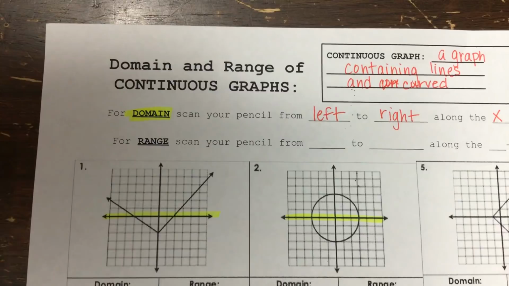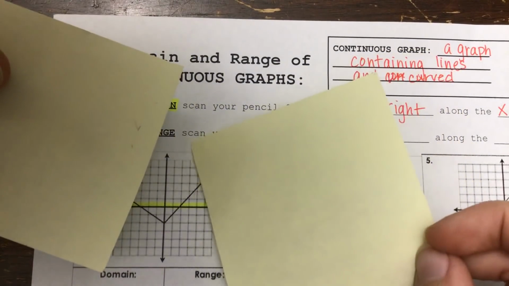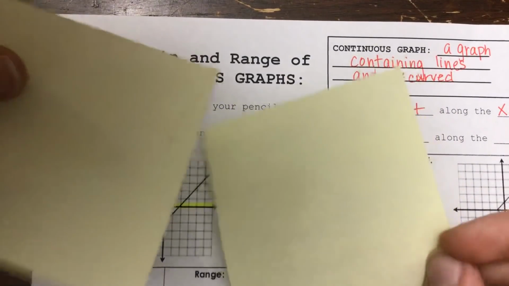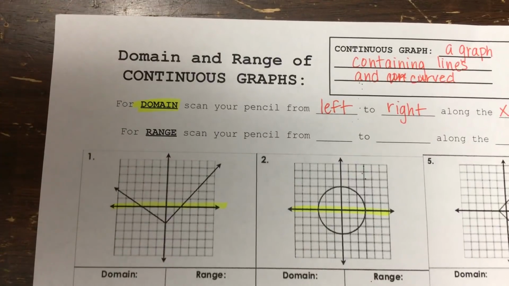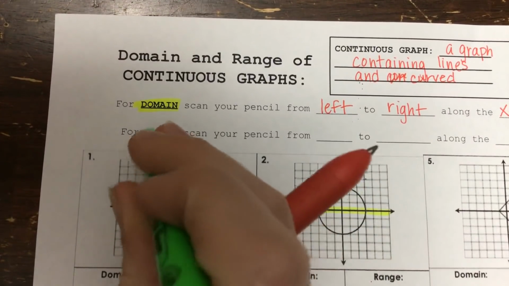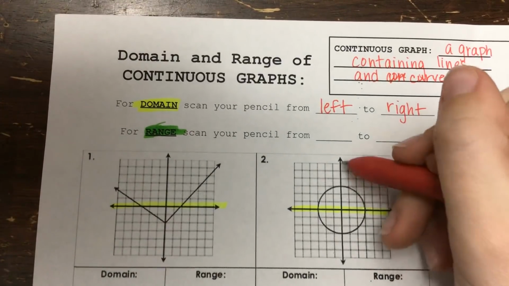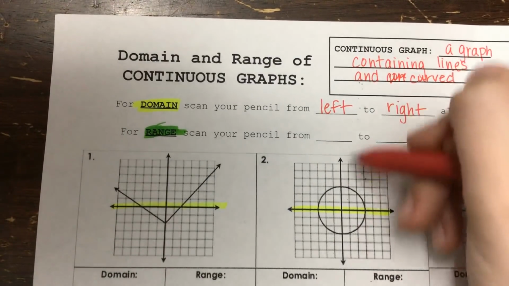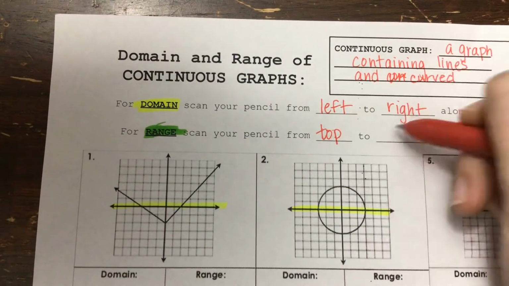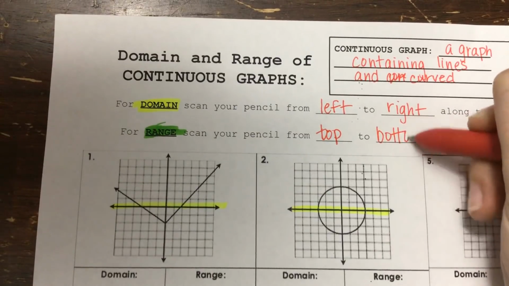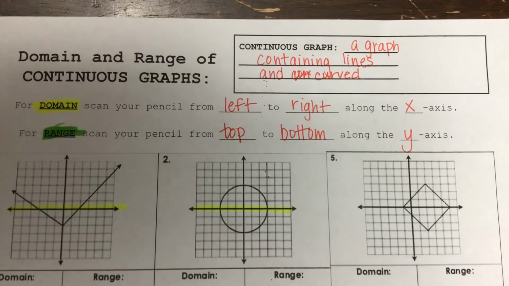And you should have 2 sticky notes. If you don't, please ask your teacher for some. We're going to use these rather than just scanning our pencil to help us with our domain and range. For the range portion, remember range is all of those possible y values in our graph, and our y-axis goes up and down. So we're going to scan our pencil from top to bottom to be able to identify those possible range values. So that's along our y-axis.